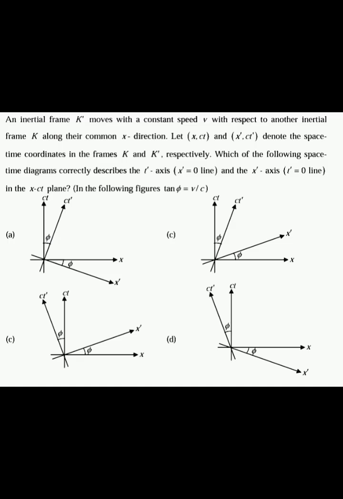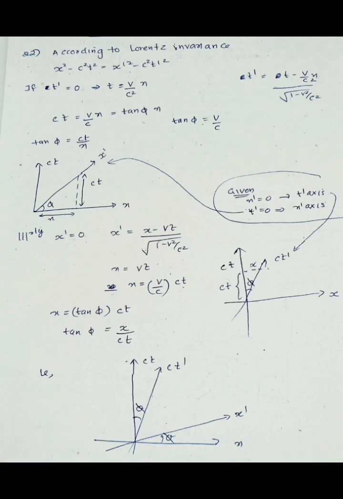So the next question is, an inertial frame K dash moves with a constant speed v with respect to another inertial frame K along their common x direction. Let x comma ct and x dash comma ct dash denote the space-time coordinates in the frames K and K dash respectively. Which of the following space-time diagrams correctly represent the t dash axis, that is x dash is equal to 0 line, and the x dash axis, that is t dash is equal to 0 line, in the x-ct plane? And here it is given that tan phi is equal to v by c.